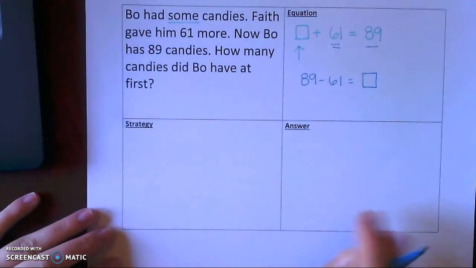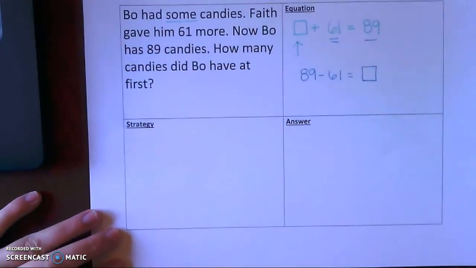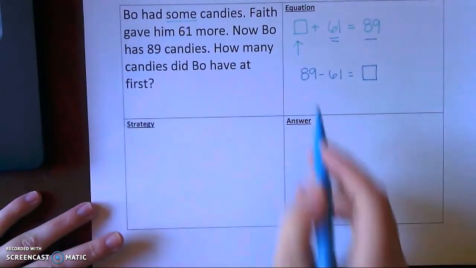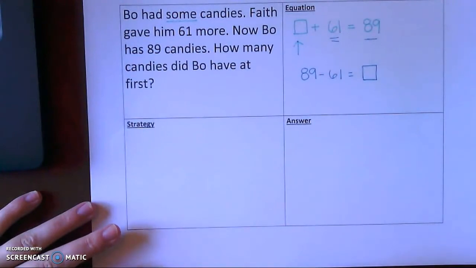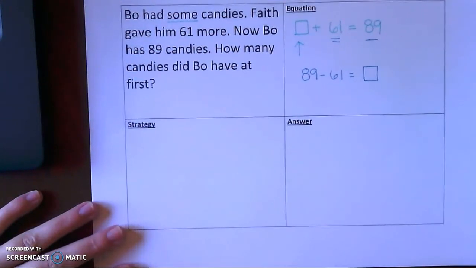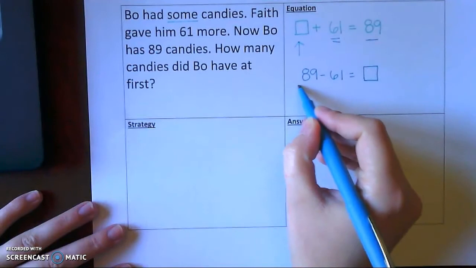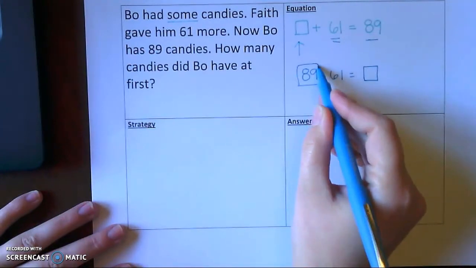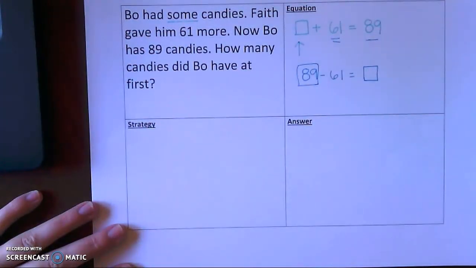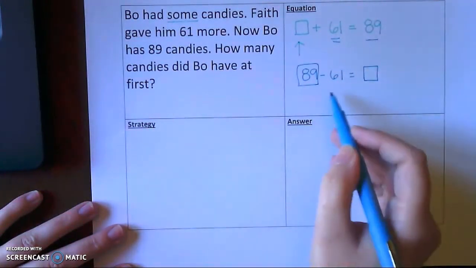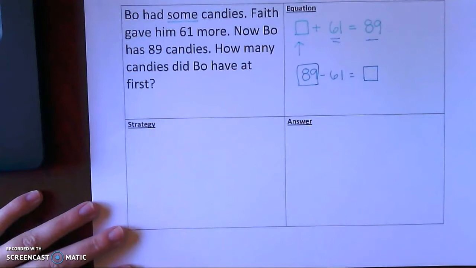I'm going to do a base 10 block drawing example of solving 89 minus 61. When we're drawing a subtraction problem, we only have to draw the largest of the two numbers in the subtraction equation, because we're going to be taking away from that number. If we drew both of them, we would get confused. We only have to draw both of them when we're adding or combining all of the numbers.